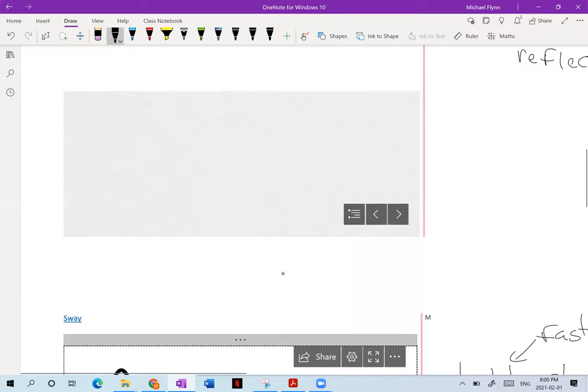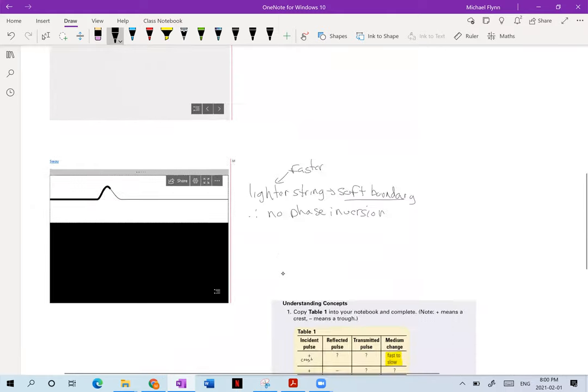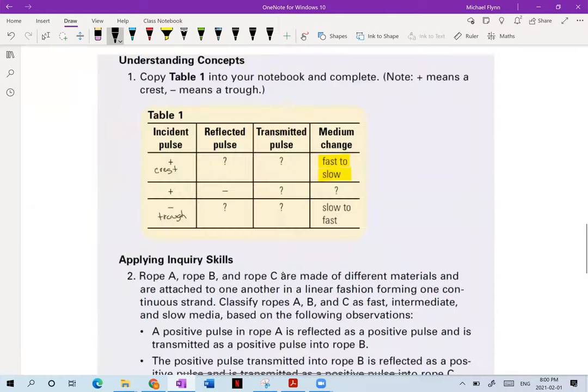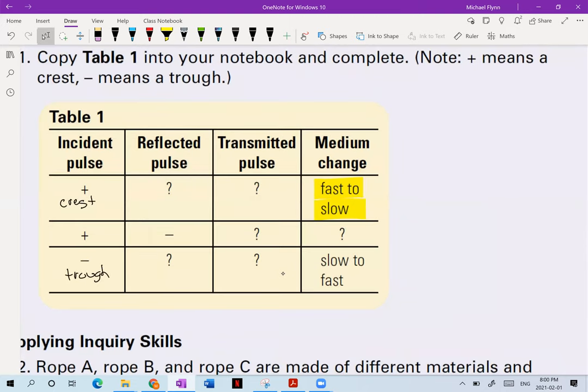Now, let's go back to the question. Let's see if we can figure it out. If you're going fast to slow, what we see is that the transmitted pulse does not change. It stays a plus, it stays a crest. But the reflected one switches. It becomes minus or a trough. And that's your book's weird way of writing crest and trough, plus or minus.